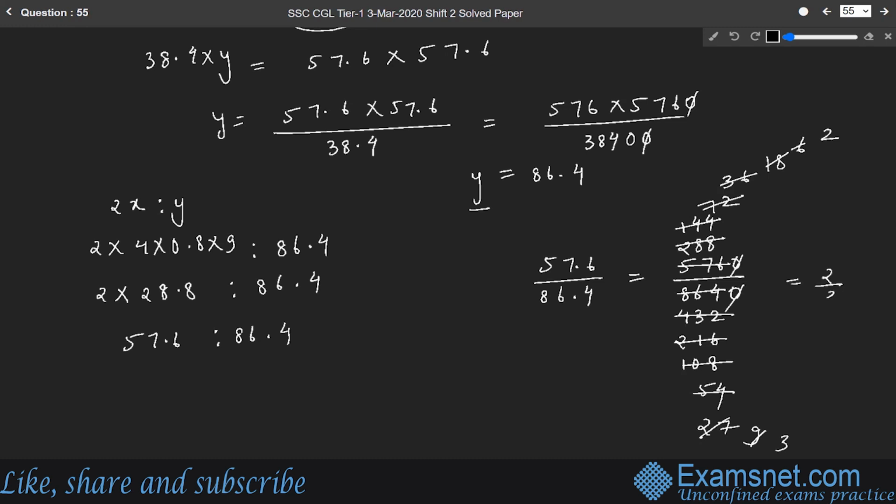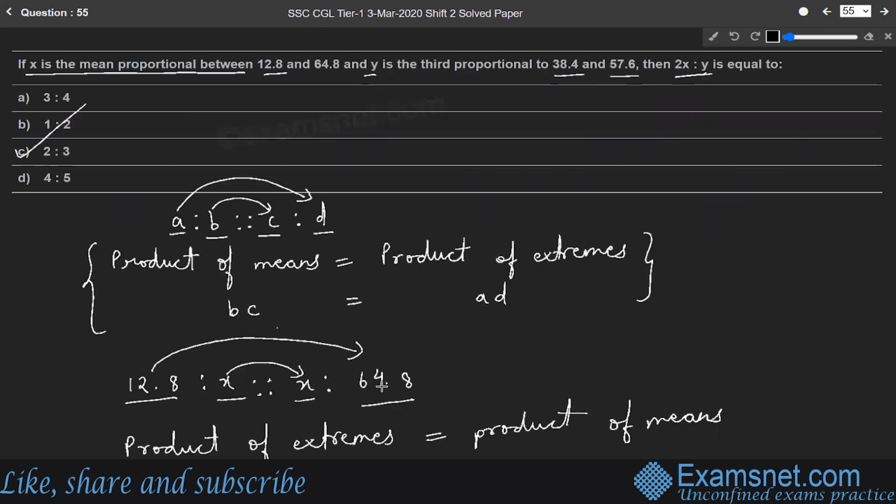2 by 3 cannot be cancelled further. So the simplified ratio will be 2:3. All right. So for this question, the correct answer is 2:3. And hence the correct option is option C here. The most important concept that we have used here is the concept of mean proportional. And what is the concept? Product of means is equal to product of extremes. So this is the main part that you have to remember for this question.